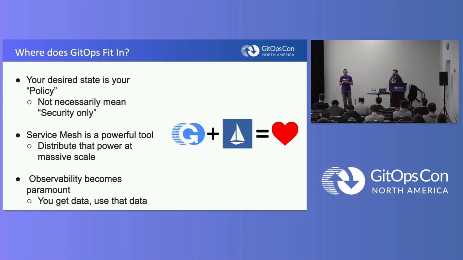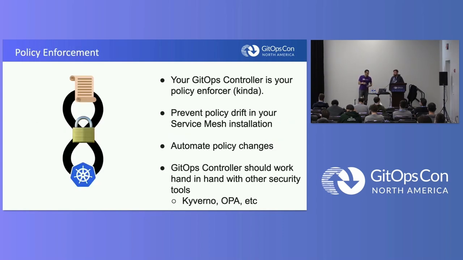Someone once asked what the difference is between data and information, and information is just processed data. Now that you have the data, you need the information in order to do things like policy enforcement, right? I tried to get a better graphic than this. I don't know if that makes sense, right?